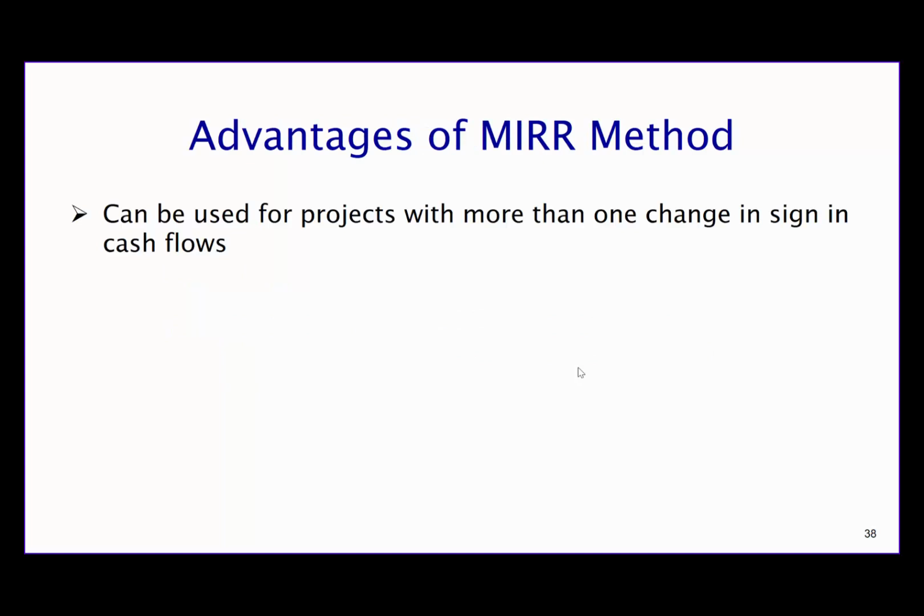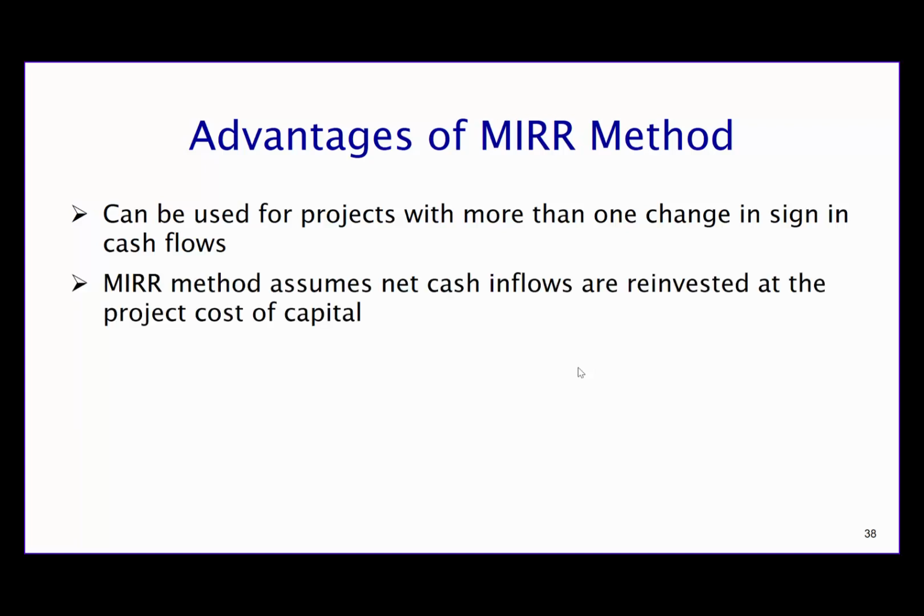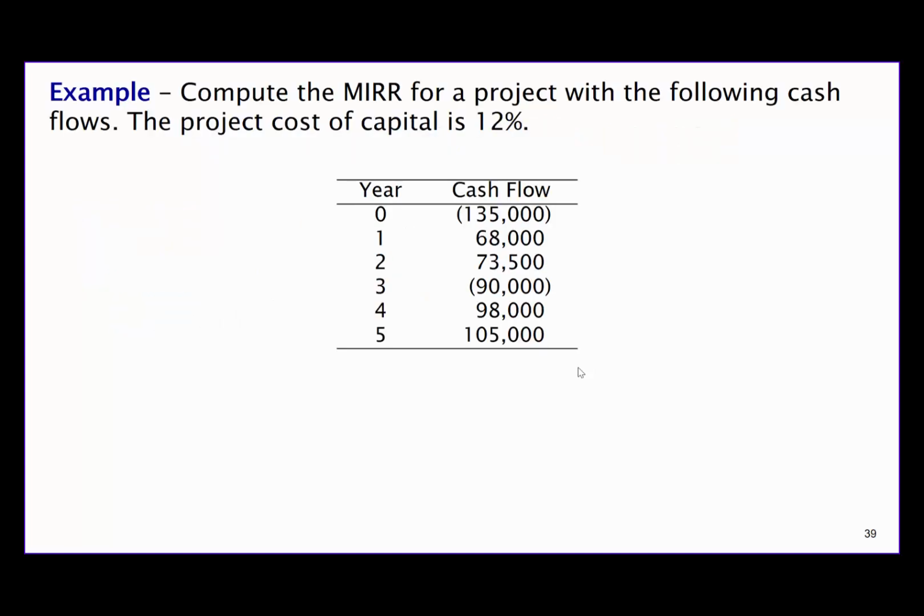What are the advantages of MIRR? Well, we've already explained them. It can be used for projects when there's more than one change in sign in the cash flows. It also assumes net cash inflows are reinvested at the project cost of capital. Let's do an example. Compute the MIRR for a project that has the following cash flows. We're going to assume the project cost of capital is 12%.